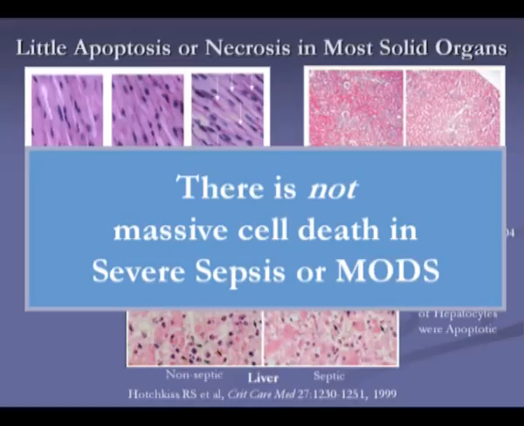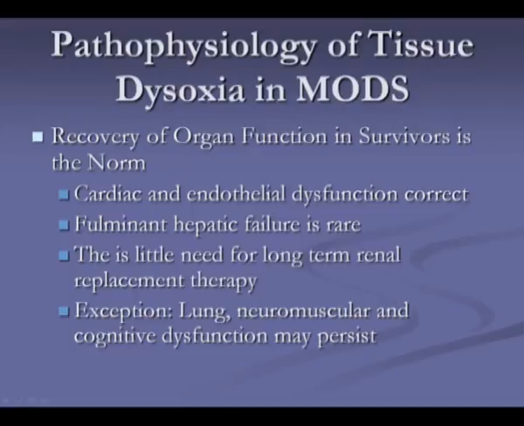Well, that's two. Recovery of organ function in survivors is actually the norm. Cardiac endothelial dysfunction, correct, although there may be some residual damage, and we'll get to that in a moment. Fulminant hepatic failure is very rare. The liver has tremendous capacity to repair itself. There is rarely need for long-term dialysis in patients who survive. The exceptions seem to be in the lung, where damage is more permanent, perhaps in neuromuscular activity, where the loss of muscle activity due to perhaps bed rest or immobility is substantial, and cognitive dysfunction in brain tissue, which again doesn't do terribly well when deprived.